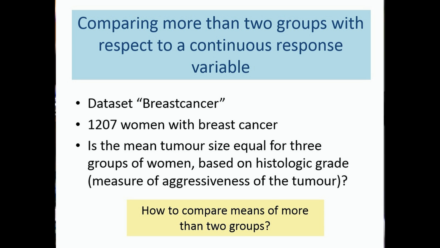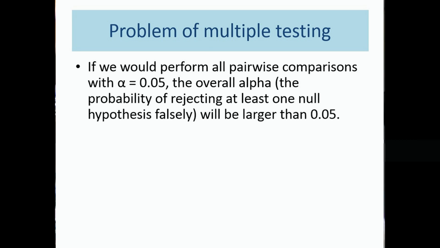How to compare means of more than 2 groups? If we have more than 2 groups, we have the problem of multiple testing. If we would perform all pairwise comparisons, with alpha is 0.05 for each test, the overall alpha will be larger than 0.05. The overall alpha is the probability of rejecting at least one null hypothesis falsely.